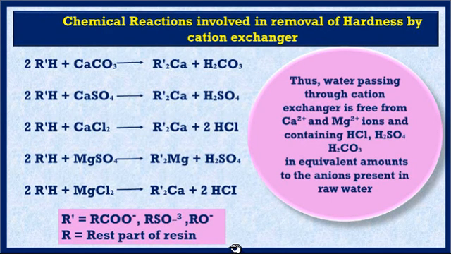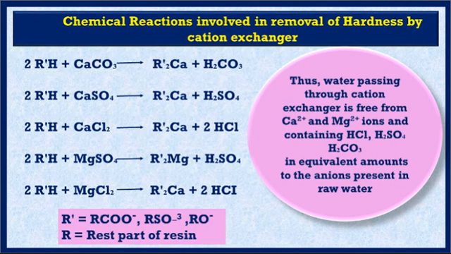So basically some chemical reactions are involved during this exchange process. Let us discuss these chemical reactions. See here, the cation exchange resin is represented by R dash H, where R dash is the RCOO minus and H is attached with it. What is R here? R is the rest, the organic polymeric part of that resin.